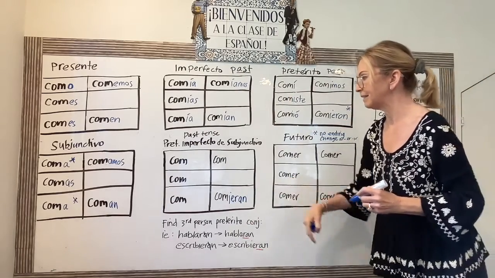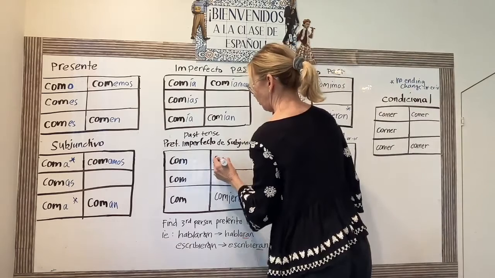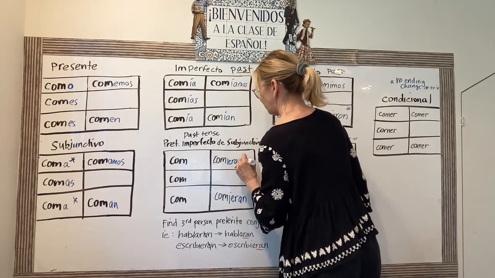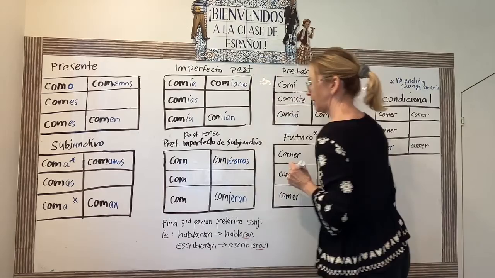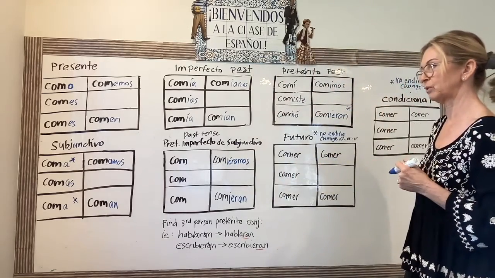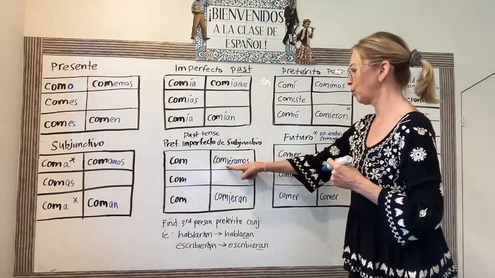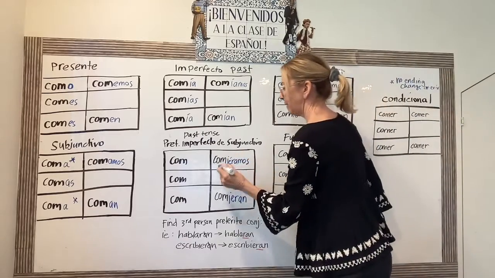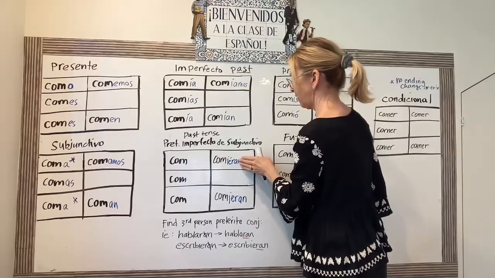And then it's easy. Here we can go comiéramos. And we're going to need an accent on the E because you can hear it, comiéramos. If there was no accent, it'd be comieramos. We don't want that, comiéramos. And then here, all we do is take off the MOS.